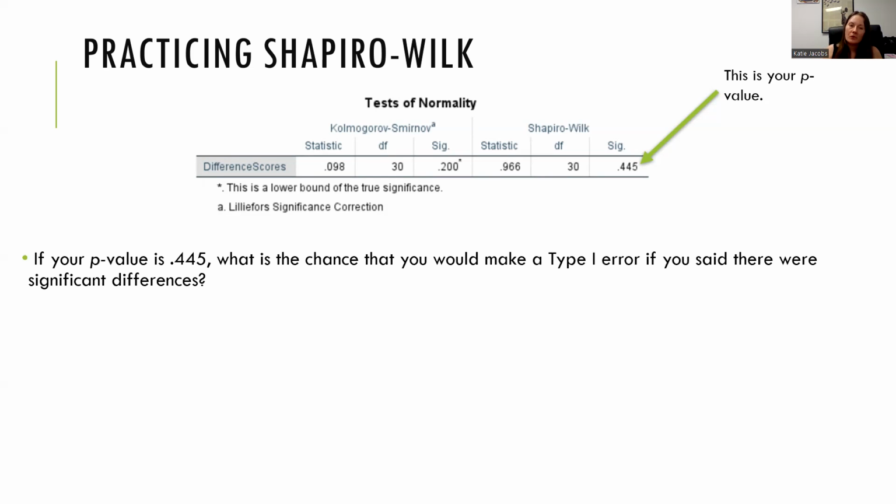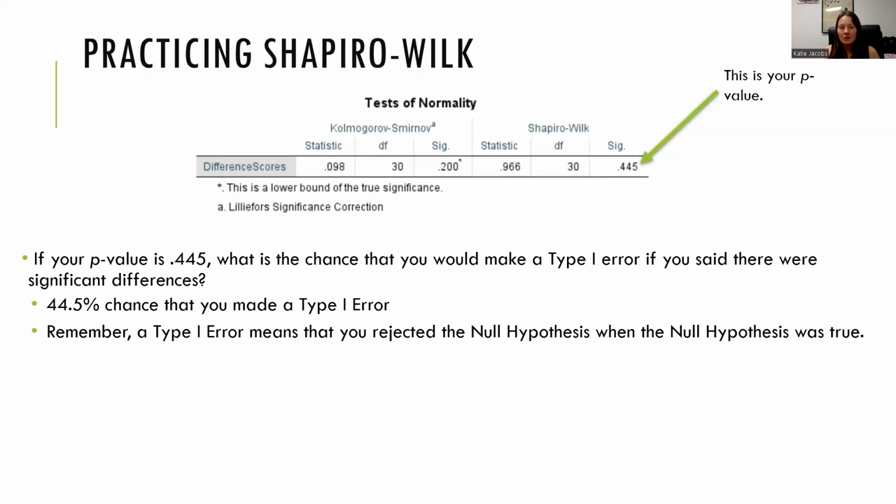Okay, so keeping that in mind, if our p-value is 0.445, what is the chance that we'd make a type 1 error if we said there were significant differences? So if we said that our distribution was significantly different from the normal distribution, what would our probability be for that? It would be a 44.5% chance that we made a type 1 error. So again, remember, a type 1 error means that we reject the null hypothesis when the null hypothesis would have been true in the overall population.